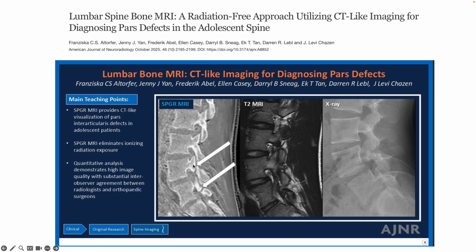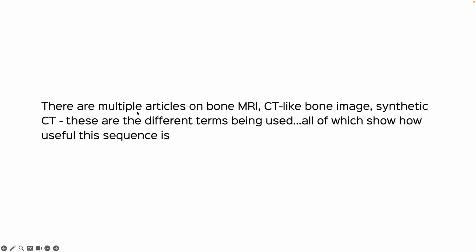And one of these days, I'll show what we do with sacroiliac joint diseases. I'll probably do that in a week or so, whenever I get an appropriate case. So this is becoming more and more mainstream. And there are multiple articles. If you go on PubMed and write bone MRI, synthetic CT, and spondylolysis, you will find at least 10 or 15 articles on this subject showing that more and more people are starting to use this.